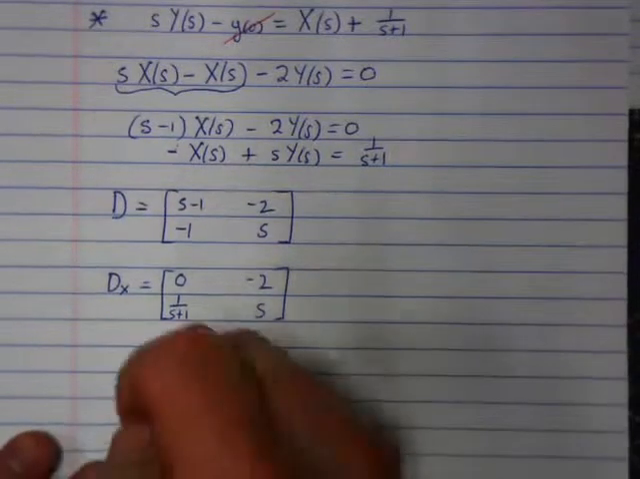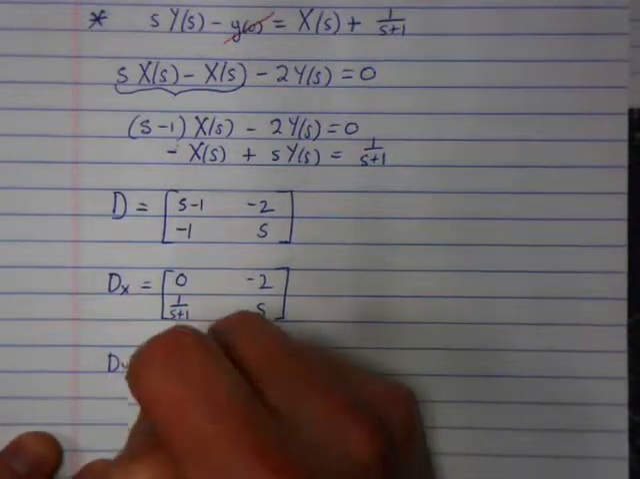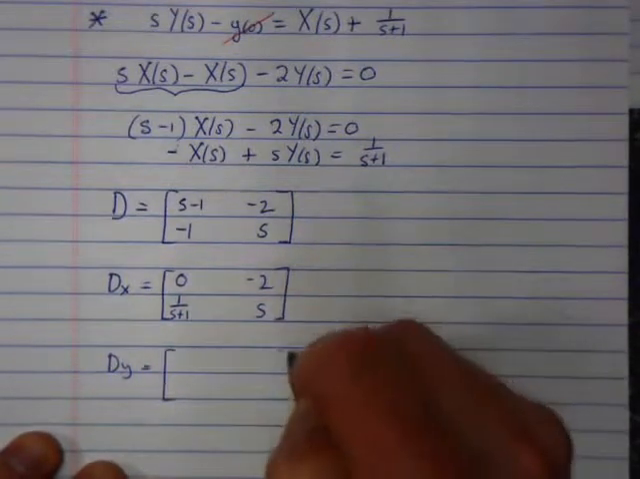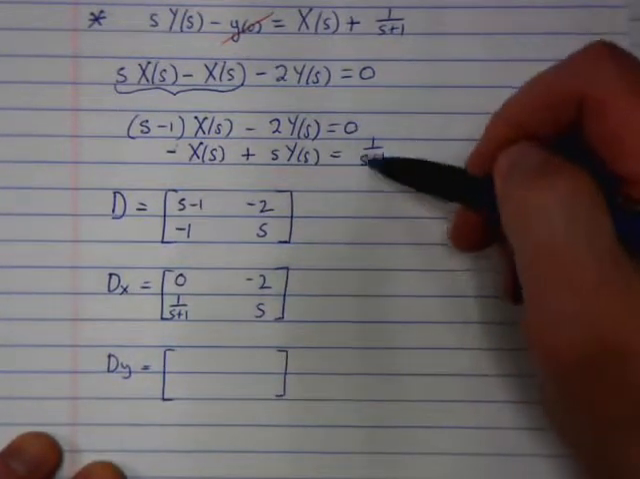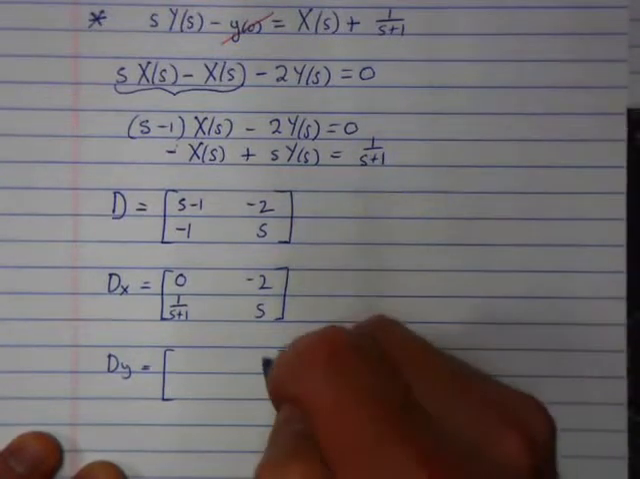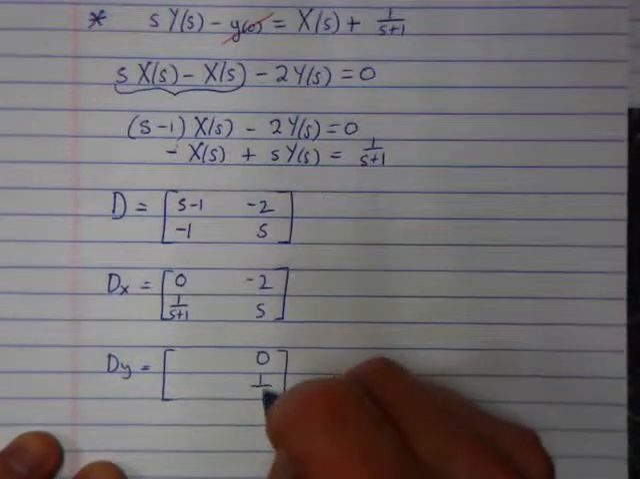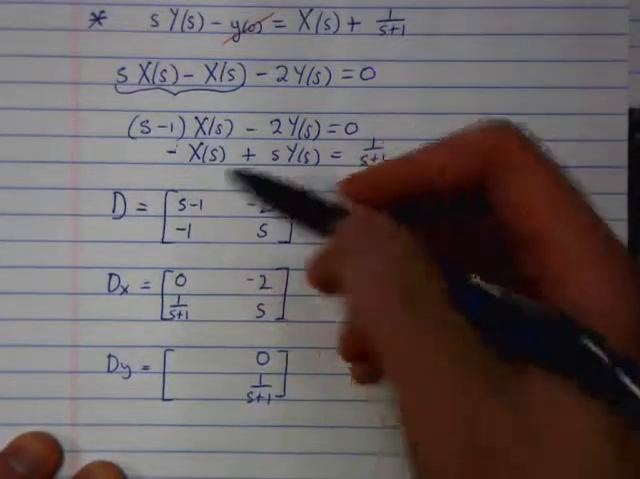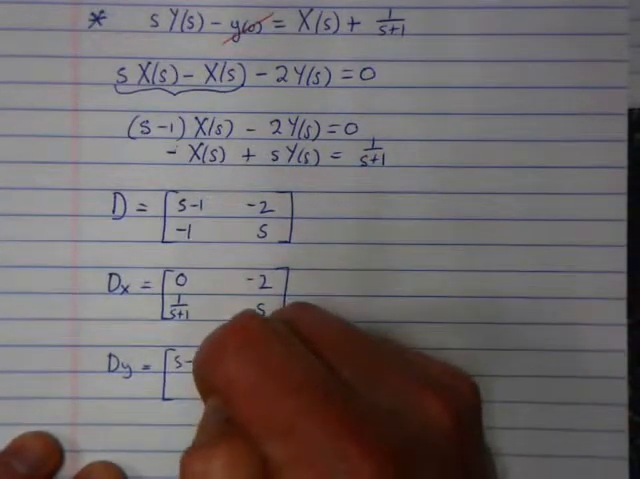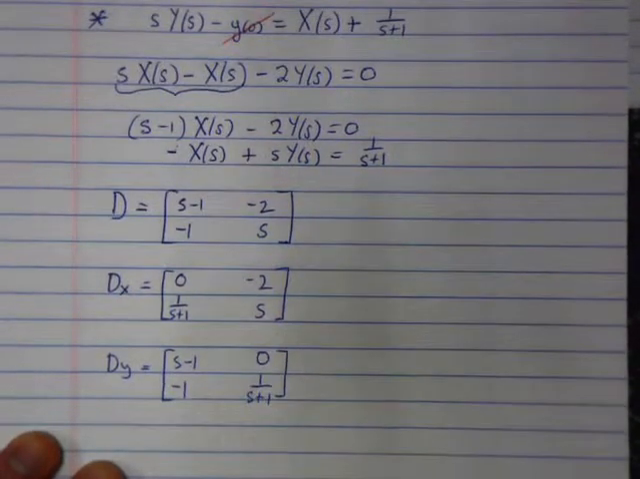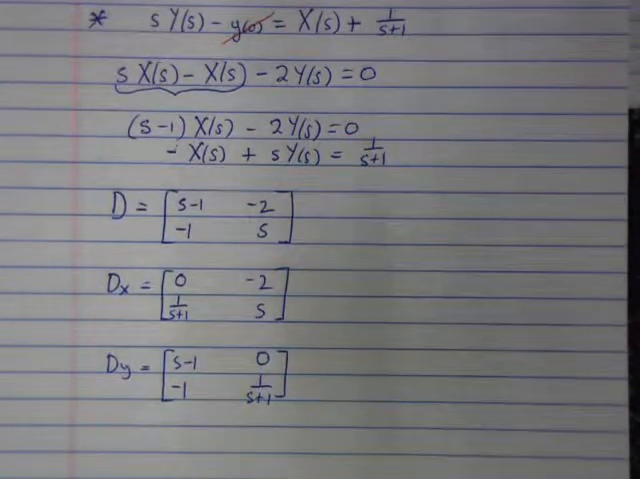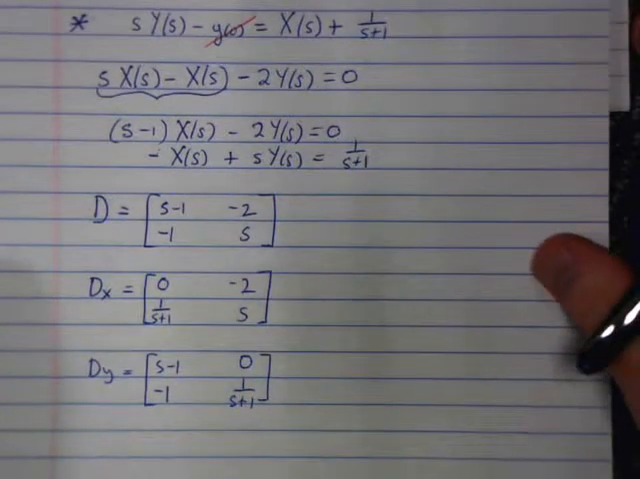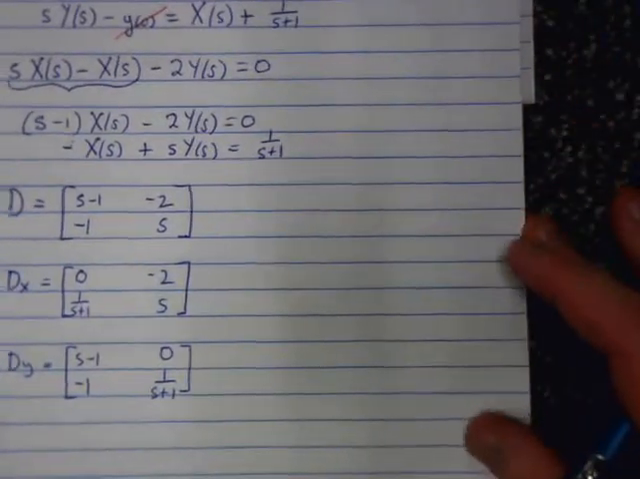And finally, I do the same thing for D sub y. The difference is D sub y, these answers go in the y spot, so I'm going to have a 0 here and a 1 over s plus 1. And then I go back to my D matrix. So I'm going to have an s minus 1 and a minus 1. Almost where we need to be now.